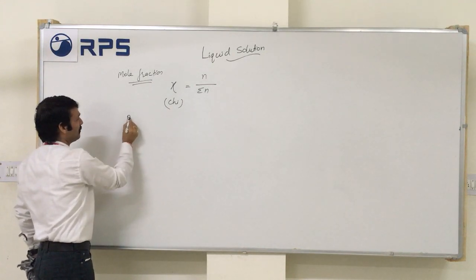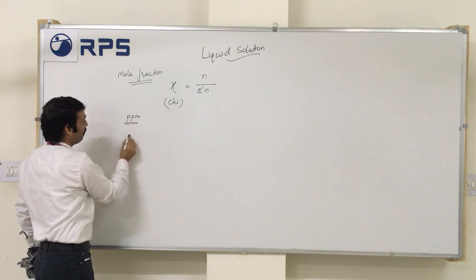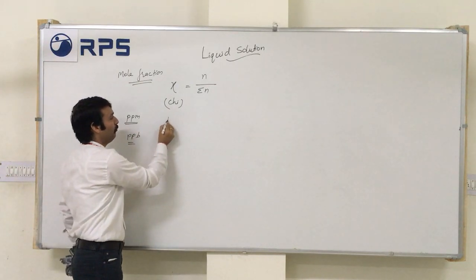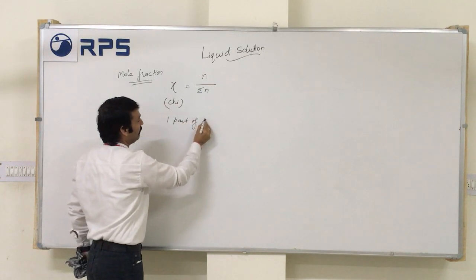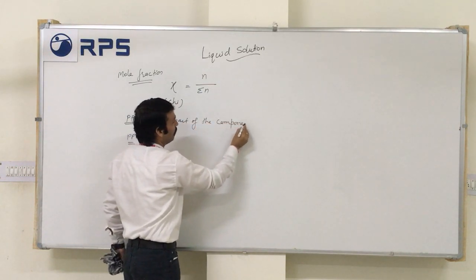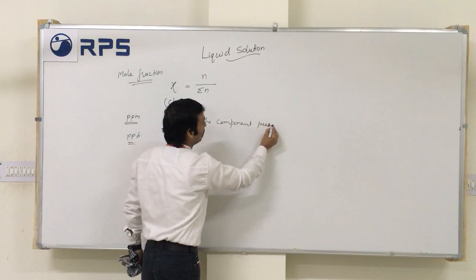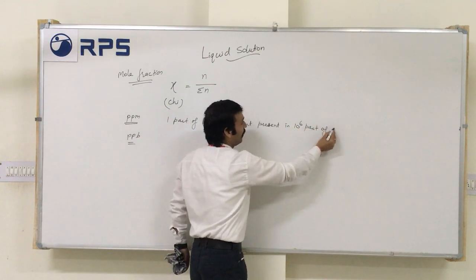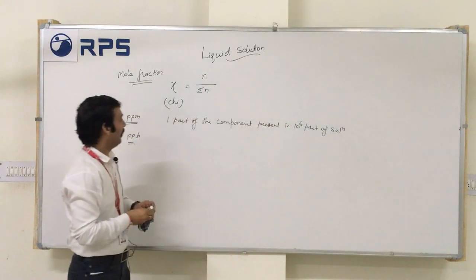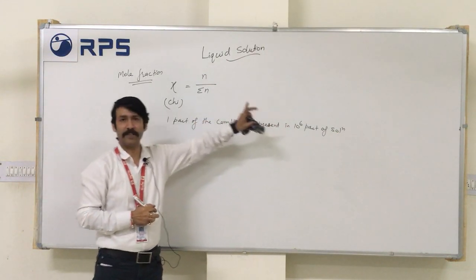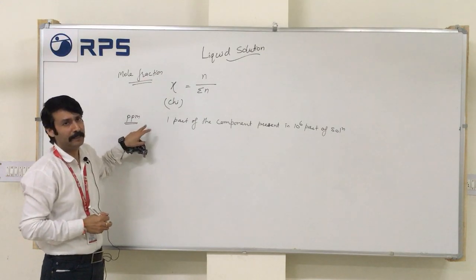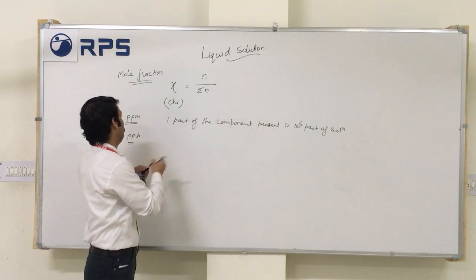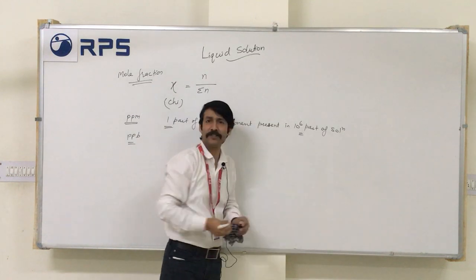Next terms are short terms known as ppm or ppb. PPM means parts per million, meaning one part of the component present in 10^6 parts of the solution is known as ppm, parts per million. And it is regardless of the unit, because the unit of the solute and the unit of the solution will be the same.